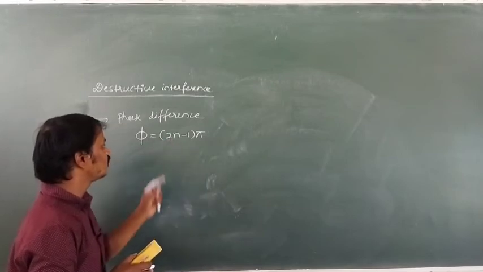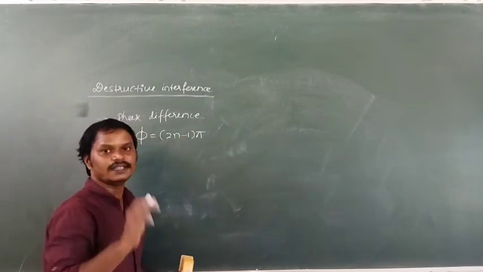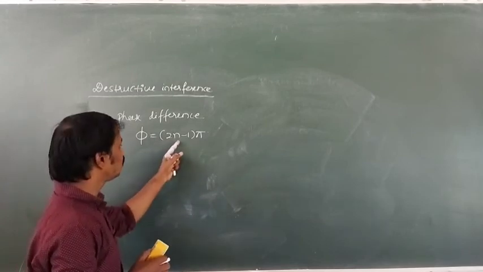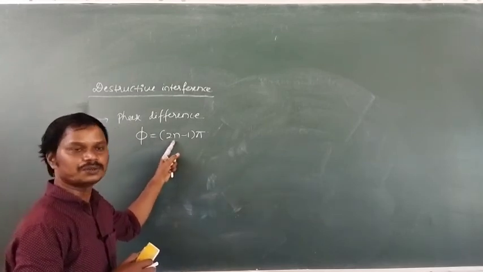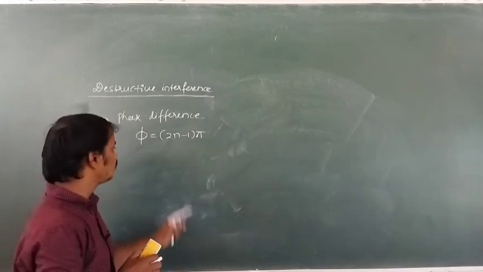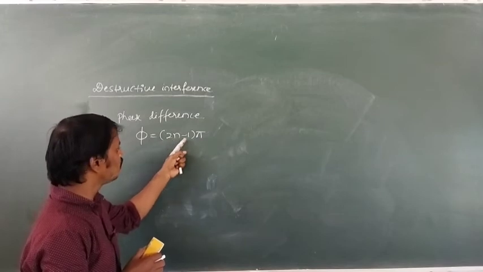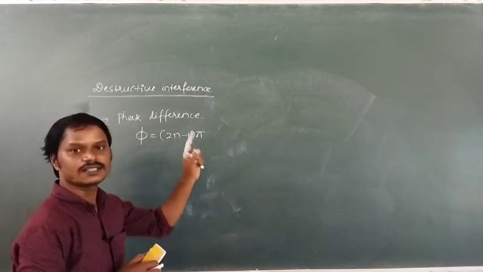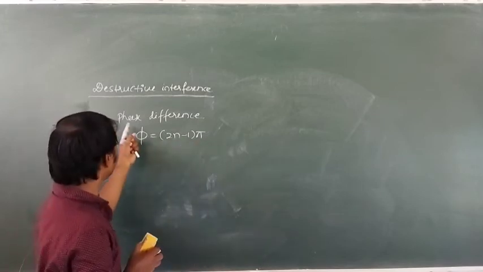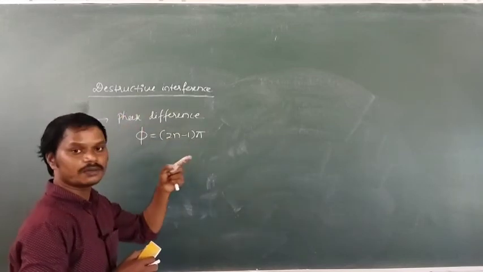For example, let us put n is 1. 2 into 1 is 2, 2 minus 1, 1 pi. 1 is an odd number. Now let us take n as 2. Then 2 into 2, 4, 4 minus 1, 3 pi. 3 is an odd integer. Means the phase difference in case of destructive interference is an odd multiple of pi.